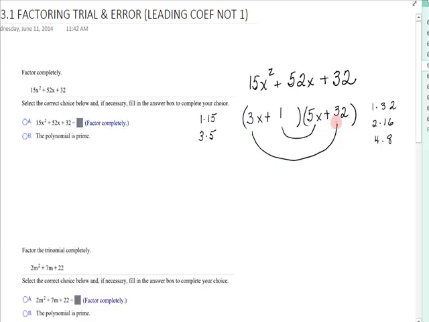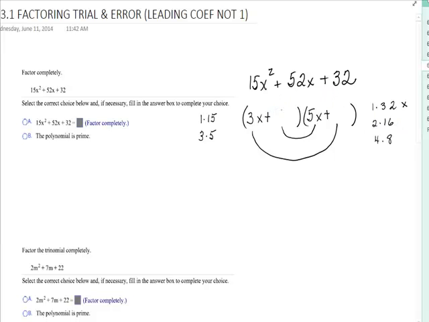That gives me an outer product of 96. I don't need to go any further. That's way too big. Because when I add anything to 96, it's bigger than 52. But I need to switch it. 32 and 1. The outer product is 3x. The inner product is 156x. It just got worse. What I know now is that 1 and 32, 32 and 1, which you have to try both directions, does not work.